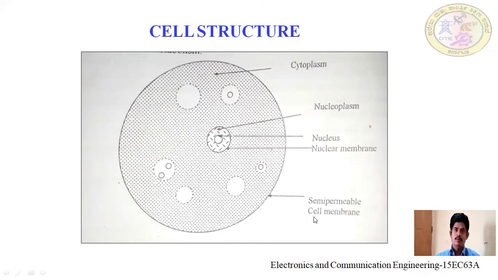As I already told you, membrane means an outer cover. So nuclear membrane means the covering of the nucleus. This is the nuclear membrane, and this nucleus is surrounded by the cytoplasm. Even you can call it the body of a cell. And this is the structure of the cell.